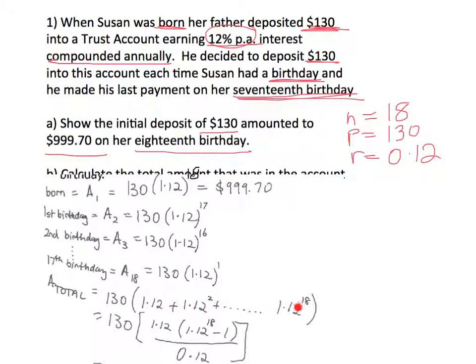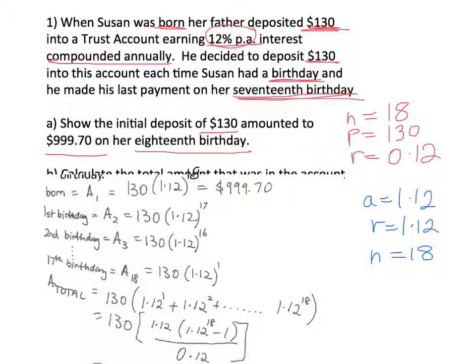We have the sum of a geometric series, where the first term is 1.12, and the common ratio, you can see 1.12 squared divided by 1.12 is 1.12. So our first term is 1.12, our common ratio is also 1.12, and the number of terms, well, if you put the power of 1 up there, you can see that there's going to be 18 terms, because we're starting at n equals 1, and going all the way up to n equals 18. So there's 18 terms in that geometric series.